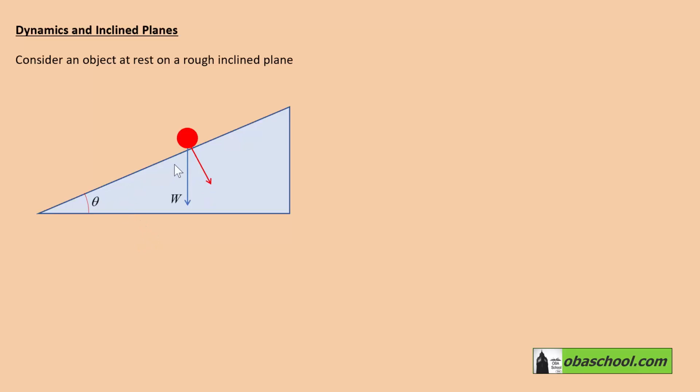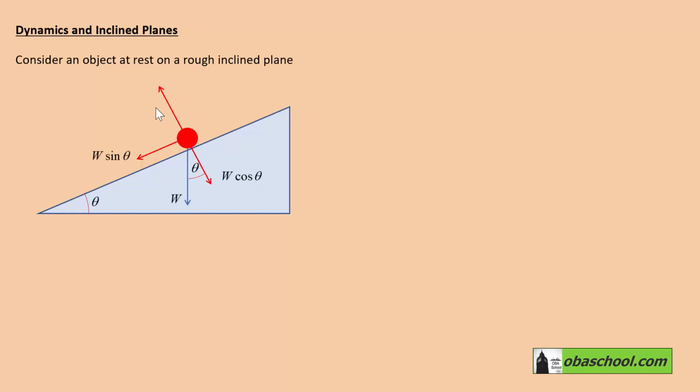Then the angle here would be 90 minus theta, and that means that this angle here would be theta. And that means that this is the adjacent if we consider the weight to be the hypotenuse. So the component of the weight acting perpendicular to the slope is W cos theta. And the component of the weight acting parallel to the slope is W sin theta.